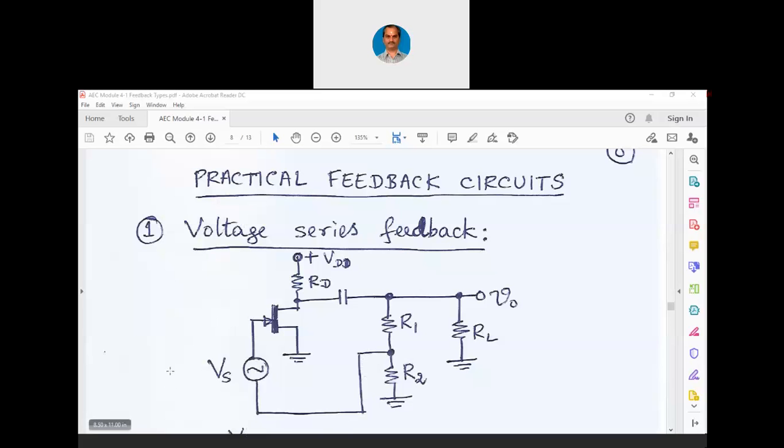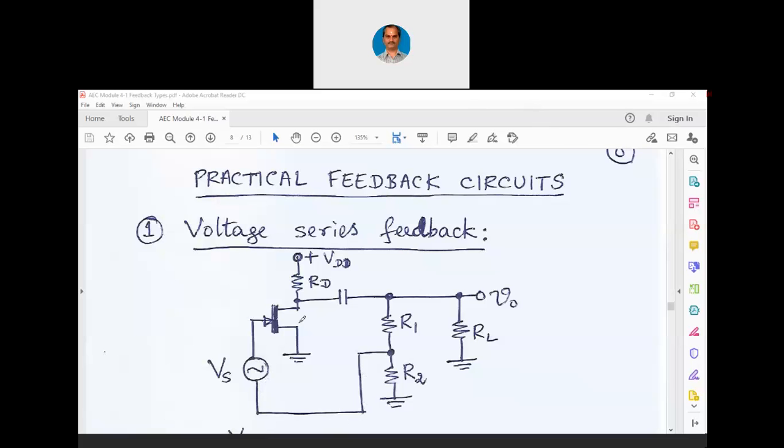But you can see that there is always a voltage source at the input. Now this is connected in series with that. So that way, voltage is taken across R2 and it is given in series with the input voltage. Now, how is it negative feedback?